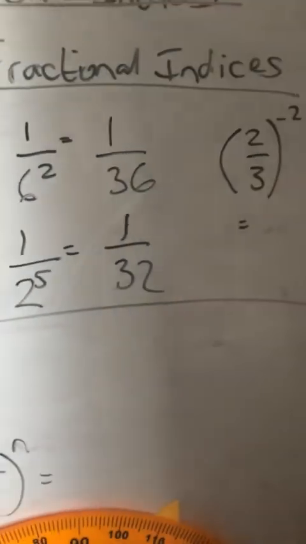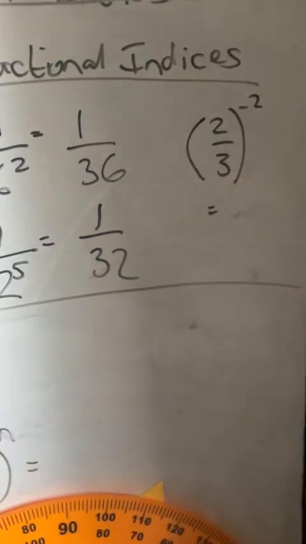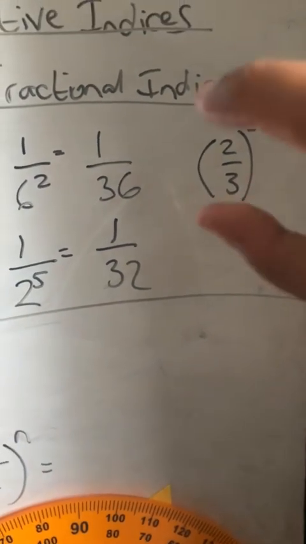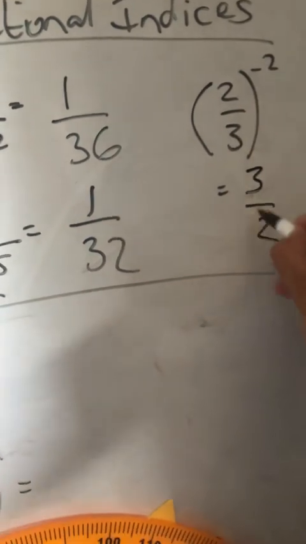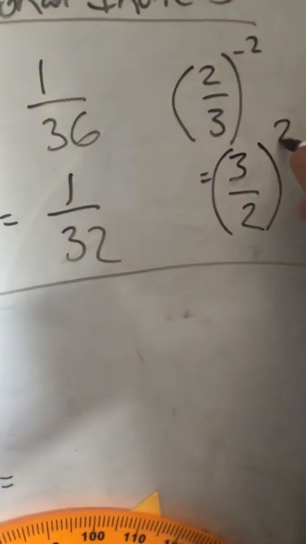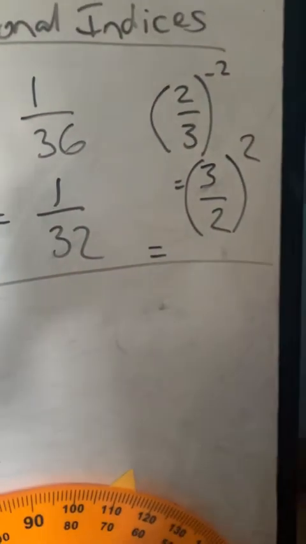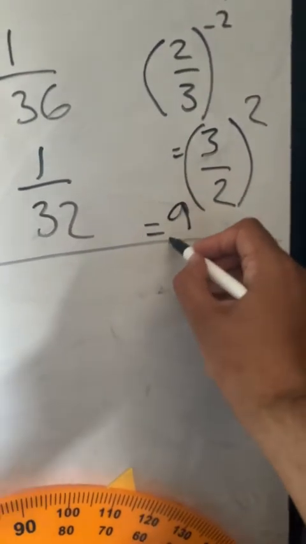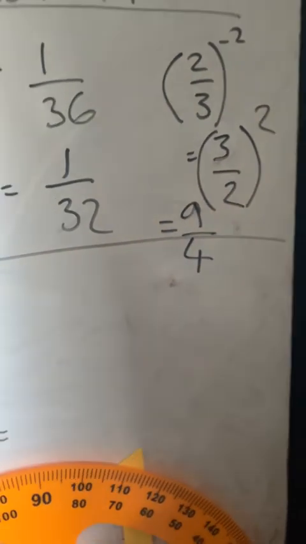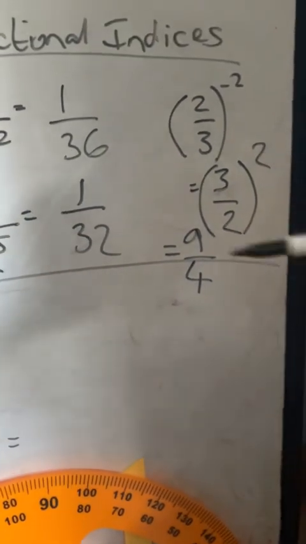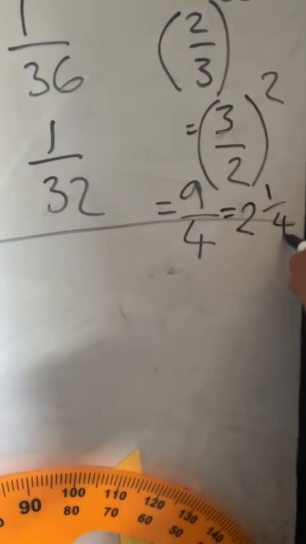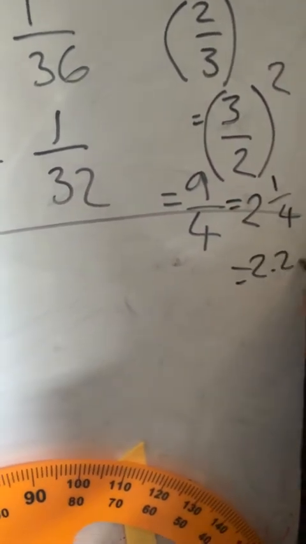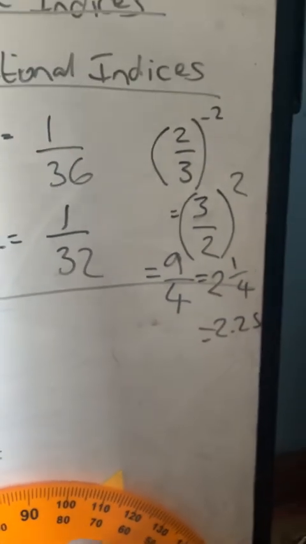Right, this next one, 2/3 to the minus 2. Again, I'm going to do the reciprocal, so I'm going to invert it. So it becomes 3/2 squared. That will be 3 squared, which is going to be 9, and then 2 squared, which is going to be 4. I'll leave it here as a top heavy fraction for now, but you can write it as 2 1/4 or 2.25. Either answer would suffice.